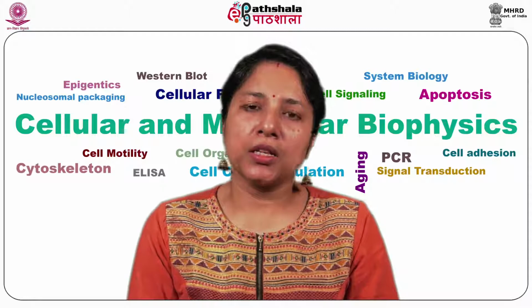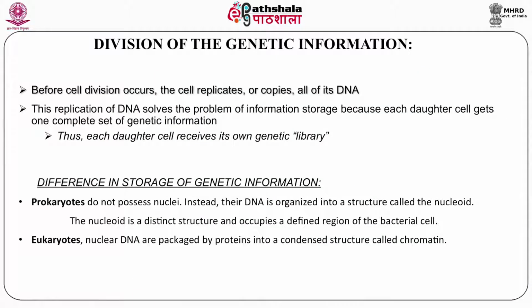Now the third objective is genetic material. Before cell division occurs, the cell replicates or copies all its DNA. This replication of DNA solves the problem of information storage because each daughter cell gets one complete set of genetic information.